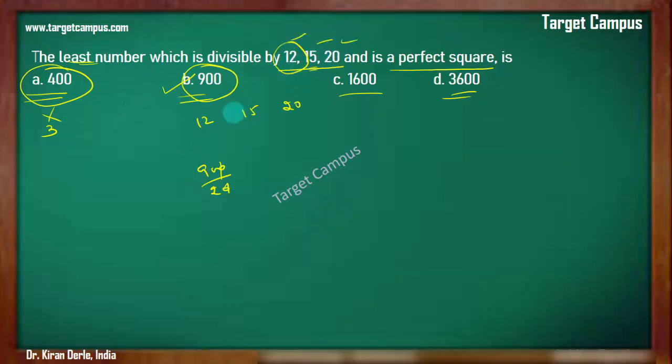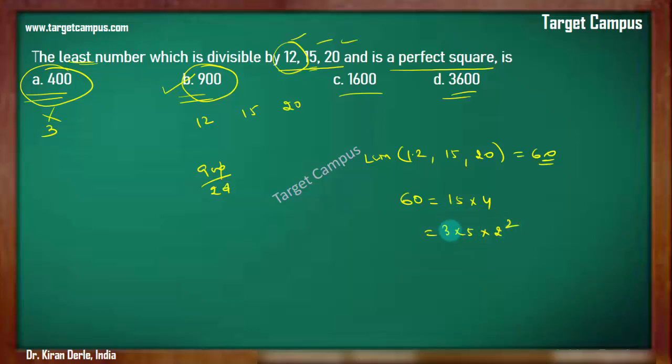This is what you can apply in the exam, but let us understand the concept also. See, what is the LCM of 12, 15 and 20? 60 is the LCM. How can we factorize 60? It is 15 into 4, so 3 into 5 into 2 square.